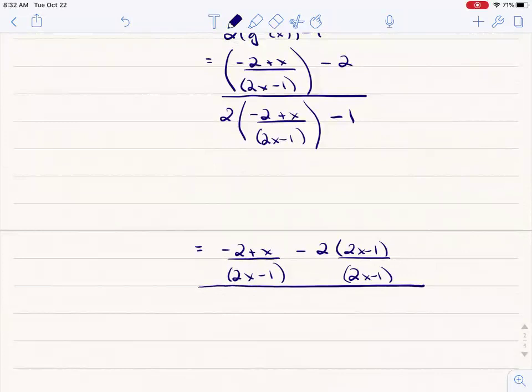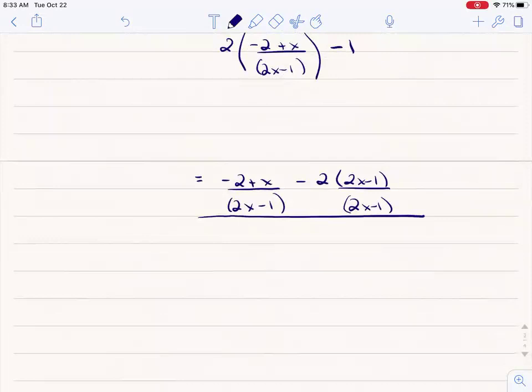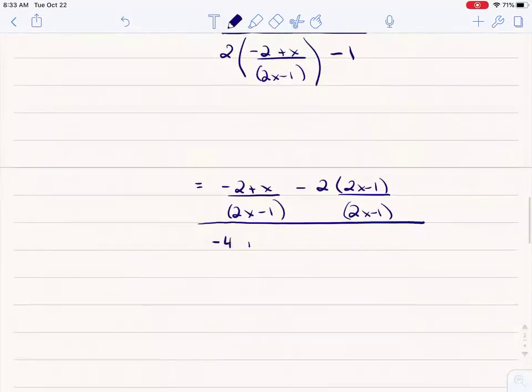Now I'm going to deal with the denominator in much the same way. I'm going to multiply that last minus 1 by 2x minus 1 over 2x minus 1. If you want to, you can expand out the 2 times negative 2 plus x. Which would you prefer? Common denominator or expand a little bit? Let's expand it a little bit. So we get 2 times negative 2 is negative 4, plus x times 2 is 2x, over 2x minus 1, minus 1.